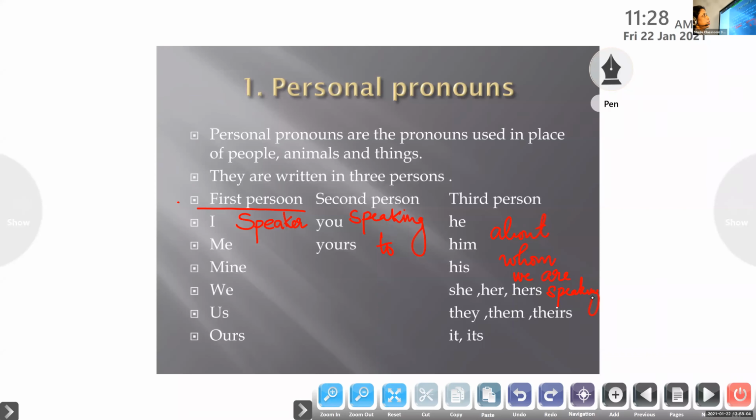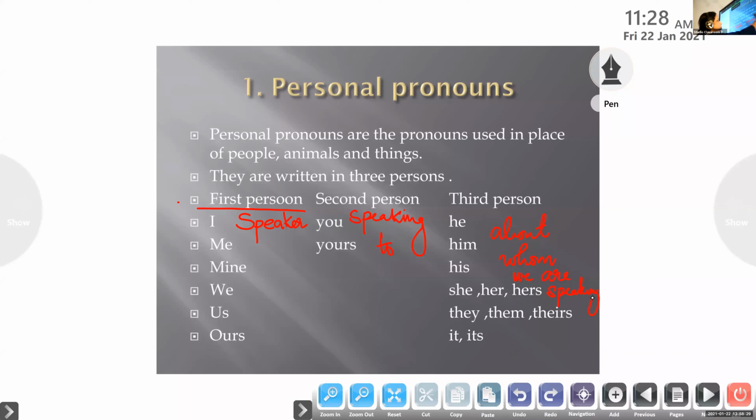What is the first person? The speaker. Speaker means who is speaking. Who is speaking here? Ma'am is speaking. So I am the speaker. Clear? The second person is who is being spoken to. Whom am I speaking to? Hi Parvana, I'm speaking to Parvana. So Parvana is the second person. Clear?